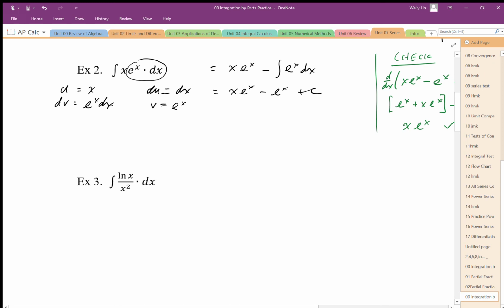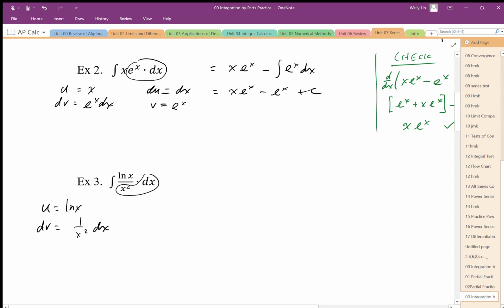So integration by parts, the most complicated parts that I can integrate, well, I can't really integrate that. That's not an integral I know. So I'm going to use this as my dv part. So u is going to be log x. dv is equal to 1 over x squared dx.